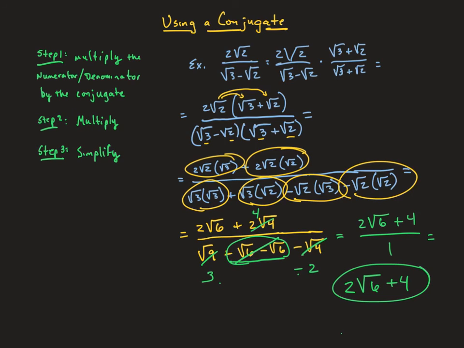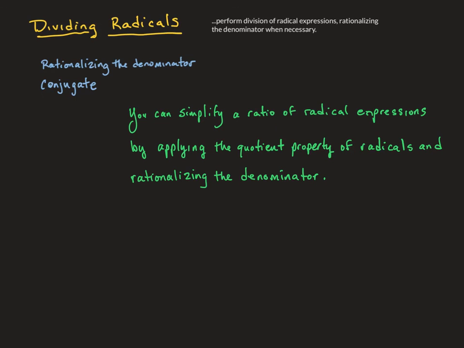There you go. We were able to simplify that radical by using the conjugate. So as we close out dividing radicals, we wanted to be able to perform division of radical expressions and rationalize the denominator when necessary. Remember, rationalizing the denominator is removing the radical from the denominator, and we did that by creating that perfect square or also using the conjugate. So you can simplify a ratio of radical expressions by applying the quotient property of radicals and rationalizing the denominator.